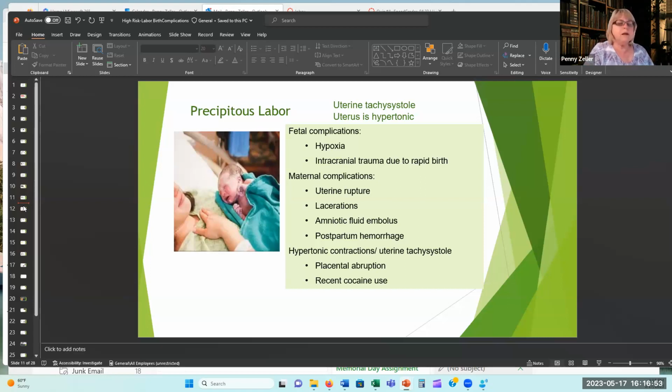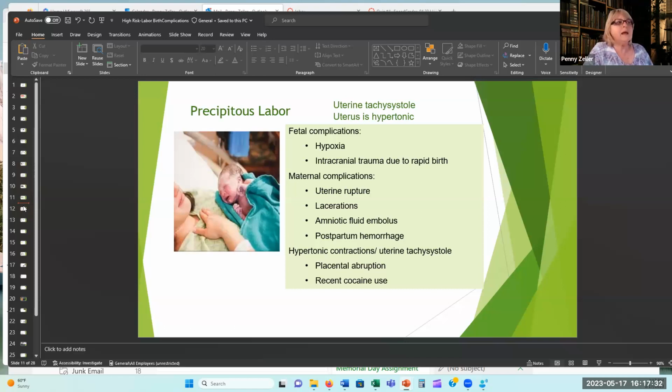We don't want any uterine tachysystole. We don't want contractions to occur more than 5 in 10 minutes. But with a precipitous labor, we need to stop. We're certainly not going to be giving oxytocin. So if she goes quickly, there's not much we can do. We don't really want to give her a tocolytic because we don't want to stop it. So we monitor the baby to make sure the baby is tolerating labor.